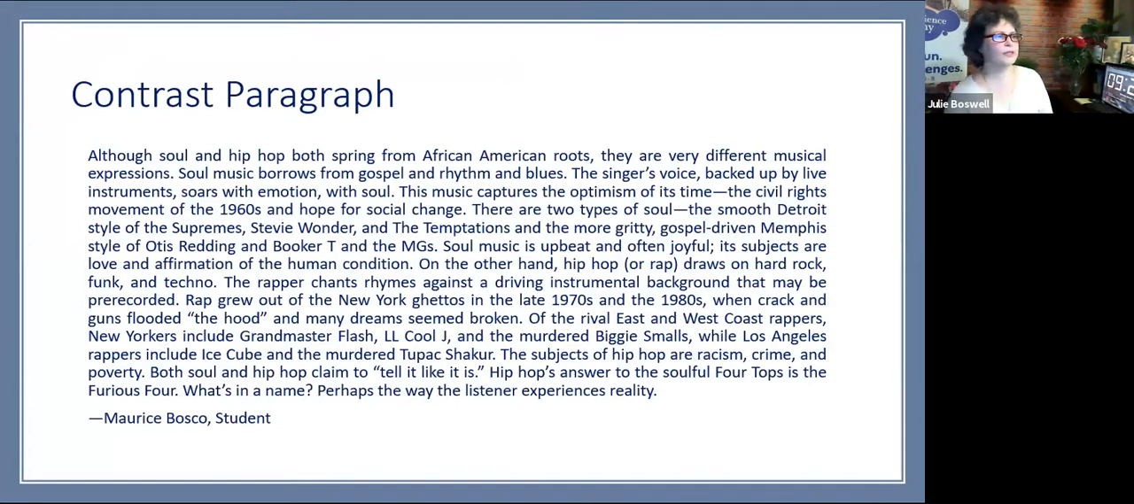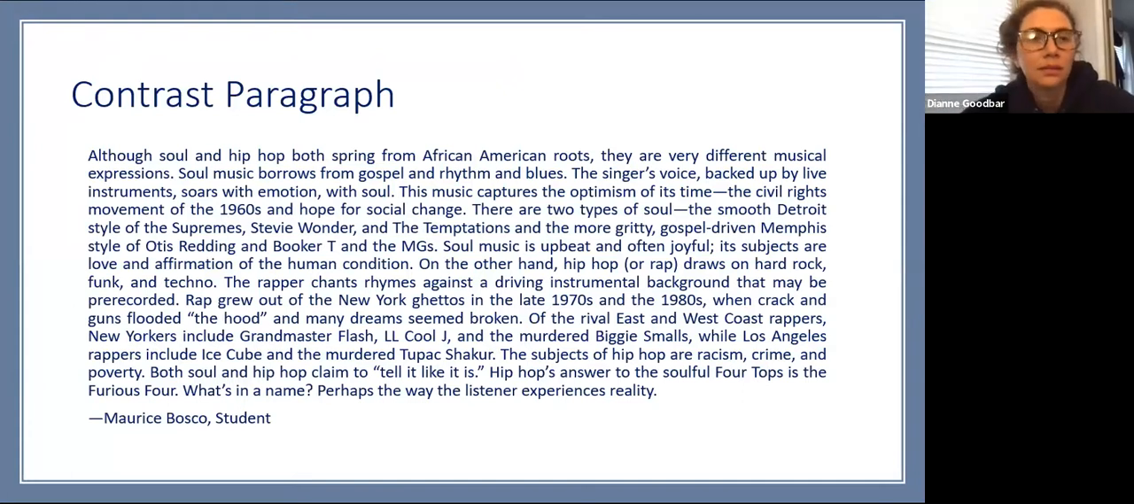Does anyone want to read this paragraph? It's a very long, detailed paragraph written by a man named Maurice Bosco. He's a student. I'll read it.